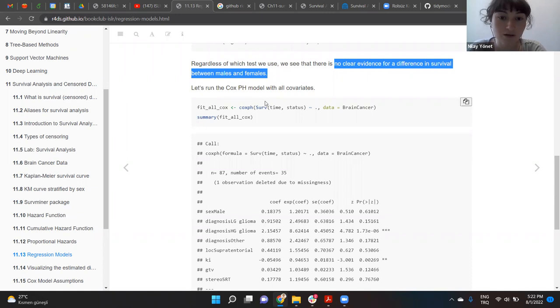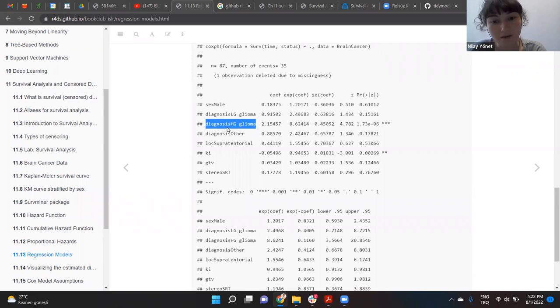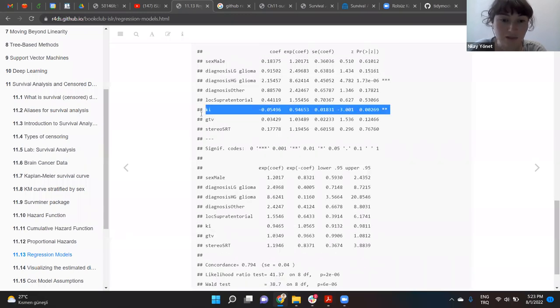And then we can also use this model with all covariates. For those, here we see the probability of Z, or significance codes. This is like zero, and you see it is going to e to the power of minus six. So it's something super small for the significance codes. And we can say that it is significant. And what else? We also have the Karnofsky index that we can look at by using this.